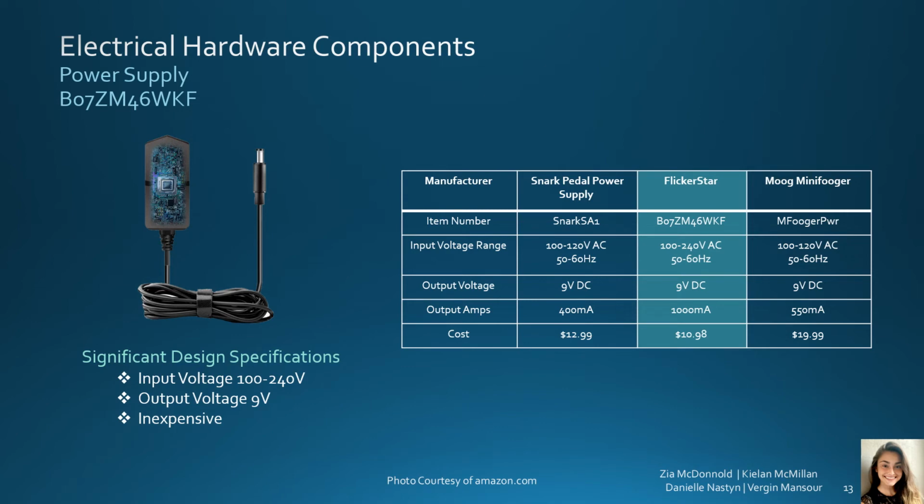Next, we have the power supply for our system. Our design requires continuous power, so a wall adapter was selected as opposed to batteries. Based off the Arduino Uno specifications, we needed input voltage between 7 and 12 volts. We chose the FlickerStar power cable due to its input voltage range and inexpensive cost. The Arduino Uno will receive power through a 6-foot 5.5 mm by 2.1 mm DC barrel plug.